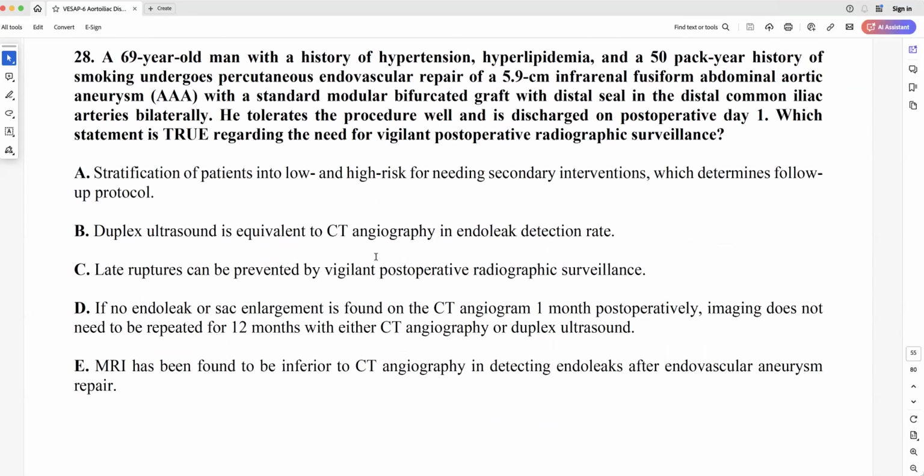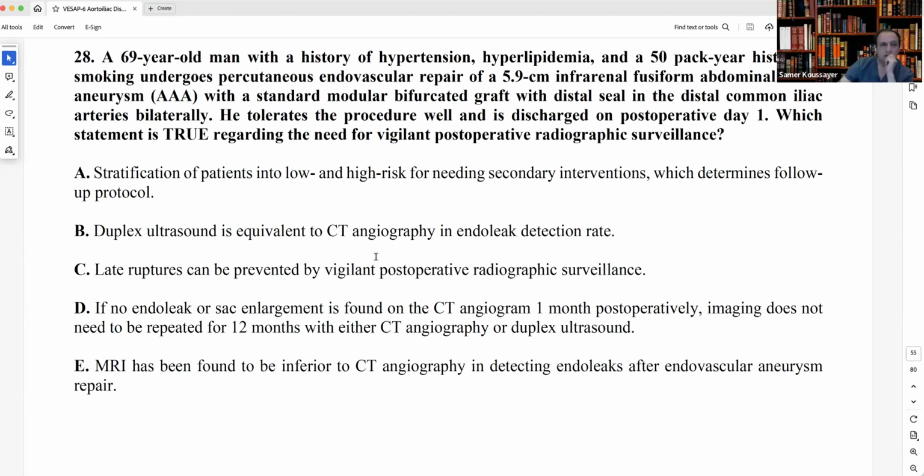A 69-year-old man with a history of hypertension, hyperlipidemia, and a 50-pack-year history of smoking undergoes percutaneous endovascular repair of a 5.9 infrarenal fusiform abdominal aortic aneurysm with a standard modular bifurcated graft with distal seal at the distal common iliac arteries bilaterally. He tolerates the procedure well and is discharged on postoperative day 1. Which statement is true regarding the need for vigilant postoperative radiographic surveillance?